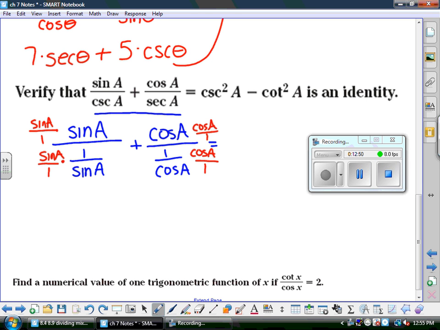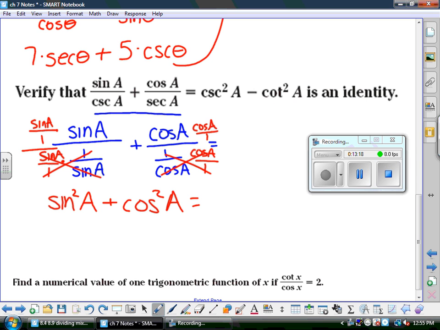From the beginning of class, this is the strategy that's called multiplying the expression by something that equals 1. Sine A over 1 over sine A over 1. It's the same thing on the top and the bottom. So I'm multiplying it by something that equals 1. I'm not changing the value. Lots of things canceled out, and you end up with sine squared A plus cosine squared A.